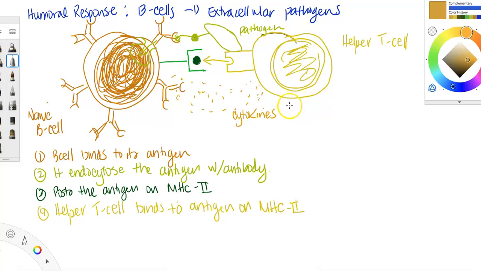Because it's bound, and yet we're still not activated yet. So these cytokines are called interleukins. There are different numbers of interleukins, and I don't know what numbers these are, but it doesn't really make a difference. These are interleukin chemicals. They're a type of cytokine, and they come over here to the B cell, and that's how it gets activated. It activates the B cell.